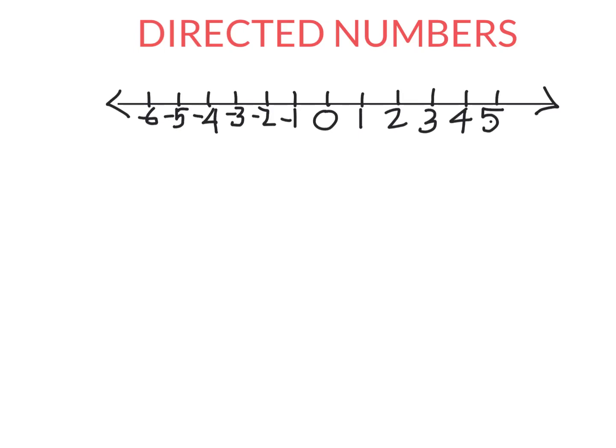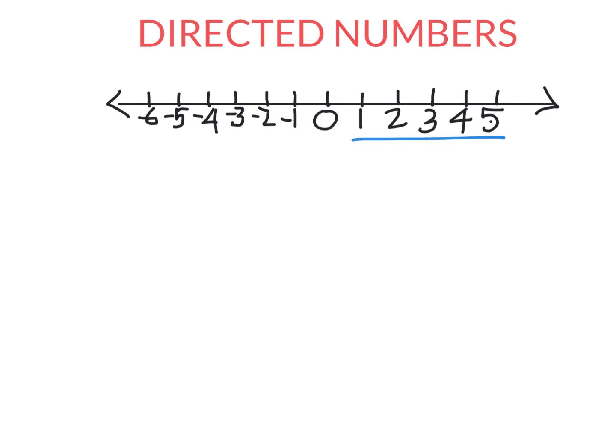Thank you so much for tuning into this video in which we will review everything you need to know about directed numbers. So let's start by looking at the number line. These arrows mean that it goes forever in both directions. So in the center of the number line is this number 0.